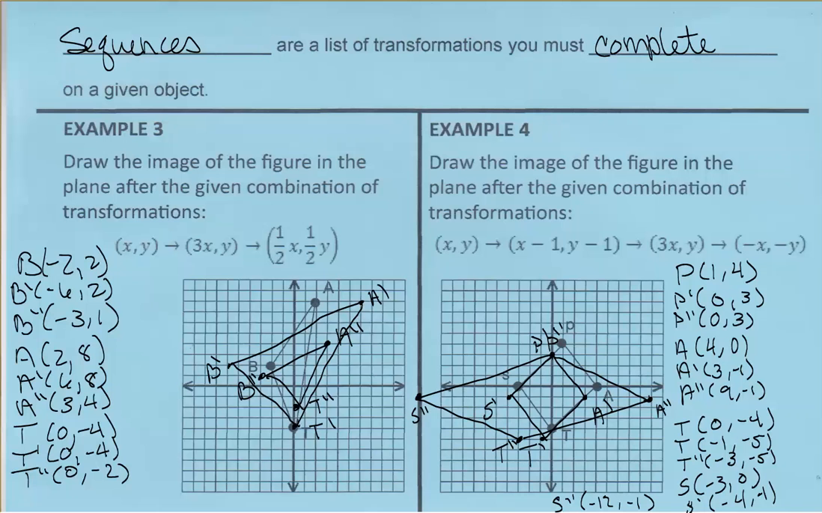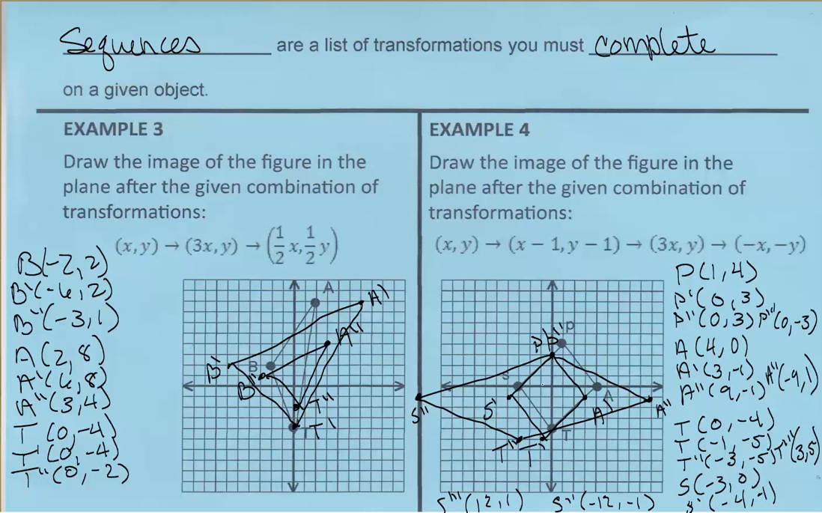And lastly, we just change everything negative for our triple prime. So P triple prime, 0, negative is just 0, and negative 3. A triple prime is negative 9, and a negative becomes a positive, so a positive 1. T triple prime, 3, 5, because they were both negative, they now become positive. And S triple prime, because they're both negative, they both become positive.